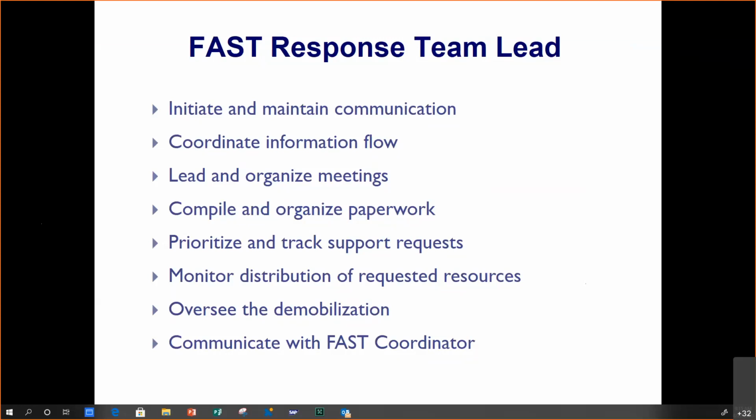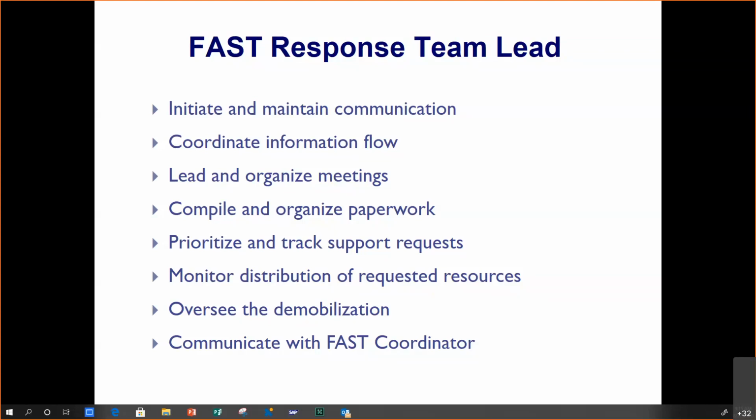The team lead will do that. You also organize all the paperwork, all those forms I mentioned earlier with the 213s and 214s and resource requests, which are the 213s. You'll make sure to get that paperwork up to the state with the coordinator, as well as if emergency management or the shelter manager needs it.